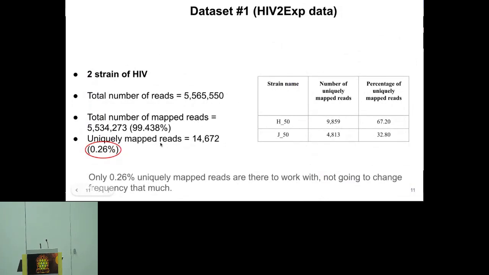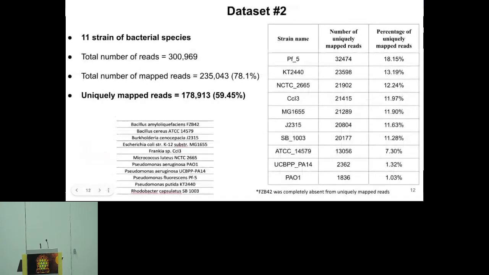So this is, you can say, a limitation of our tool. If we are not getting uniquely mapped reads, we cannot change much in the benchmark data set.